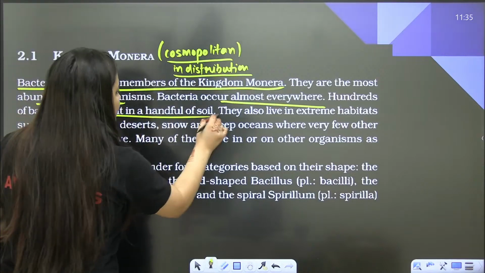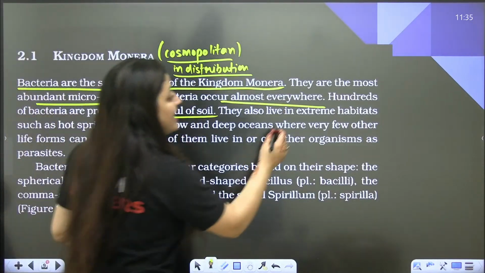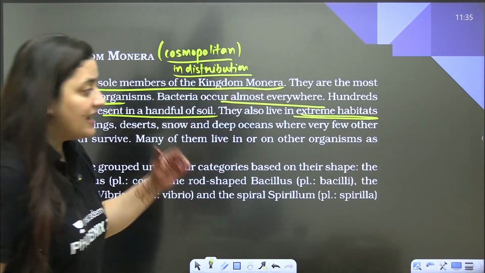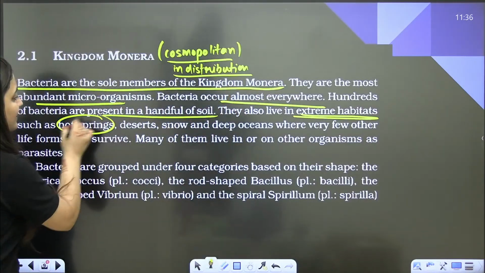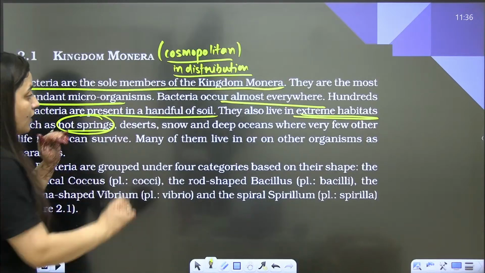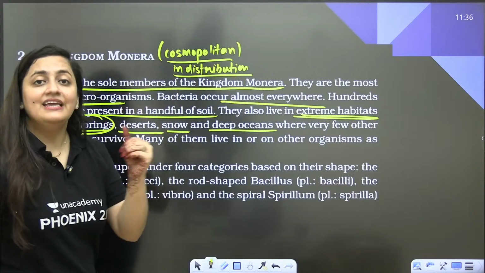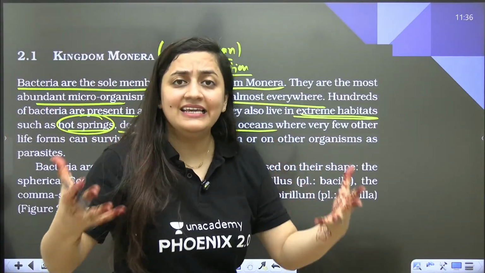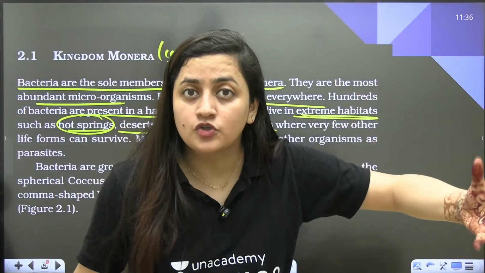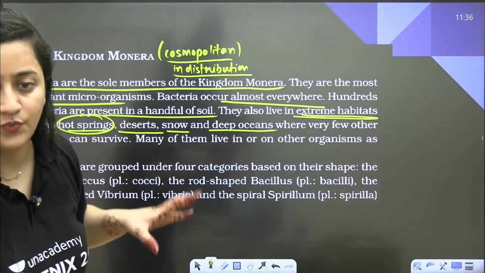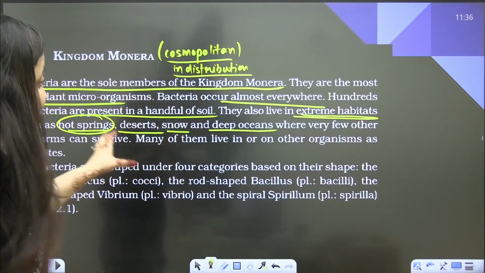So they are present in a handful of soil. They can live in extreme habitats. What is the meaning of extreme habitats? Like hot springs where the temperature is very high, deserts, snow, deep oceans, and even places where salinity is too high, where acidity is too high. So bacteria can survive there as well.